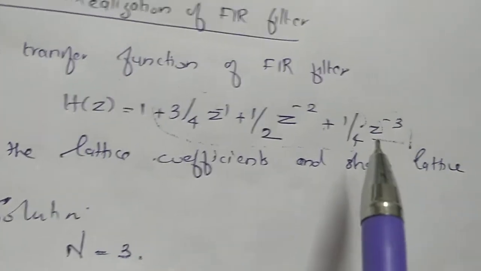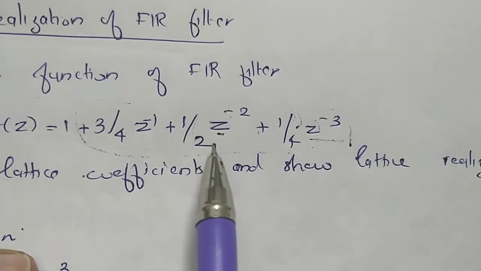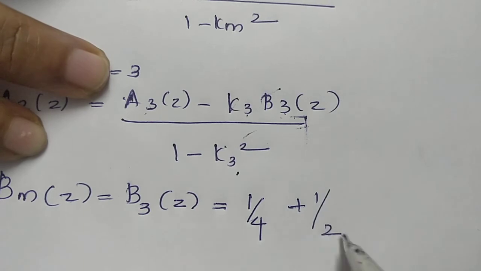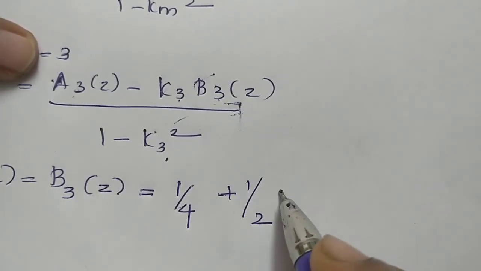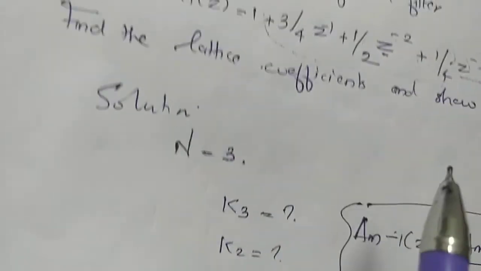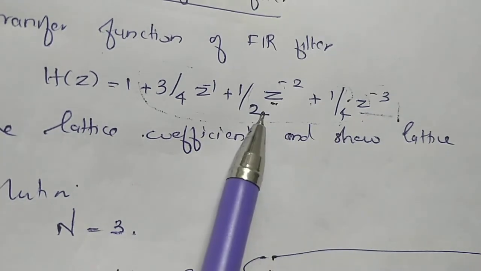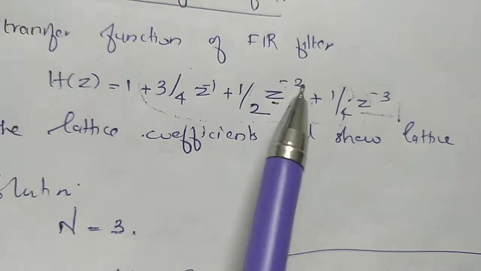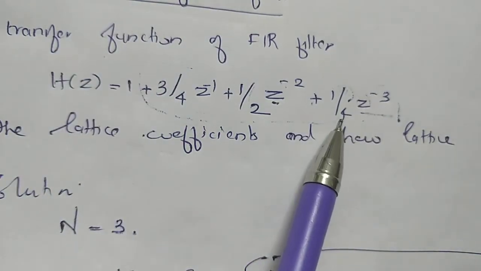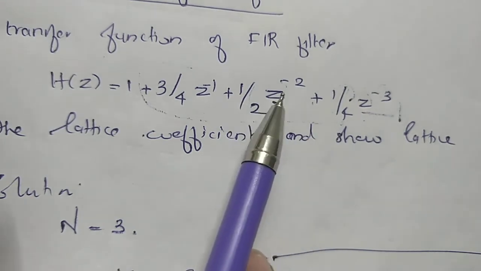Then, if you are writing in the reverse order, what is the next term? Plus 1/2. I am writing that plus 1/2 here, then z^-1. What is the next term if we consider it in the reverse order? First 1/4, then 1/2 into z^-1. Don't consider whatever is given in the question, only consider the constant coefficients and write them in the reverse order. That is 1/4 + 1/2 z^-1.